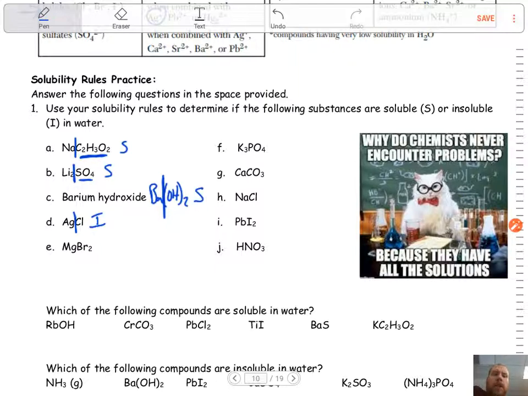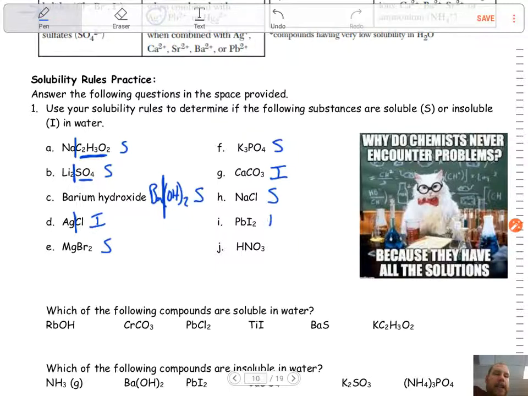Okay? So for the sake of time with this video, I'm just going to put up the solubilities. If you have questions, if you get anything wrong, ask me in person in class and we can talk about it. MgBr2 is soluble. K3PO4, potassium phosphate, is also soluble. Calcium carbonate is insoluble. Sodium chloride, you guys should all know that even without looking at those. That's table salt. You've mixed that with water before.